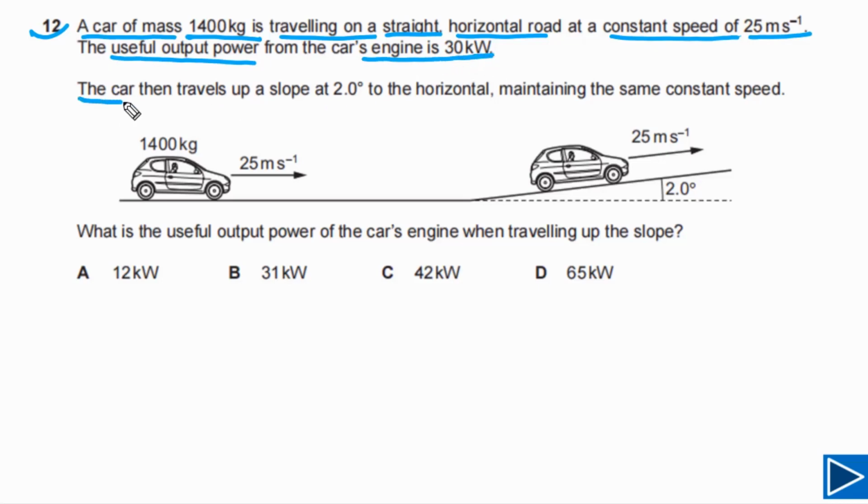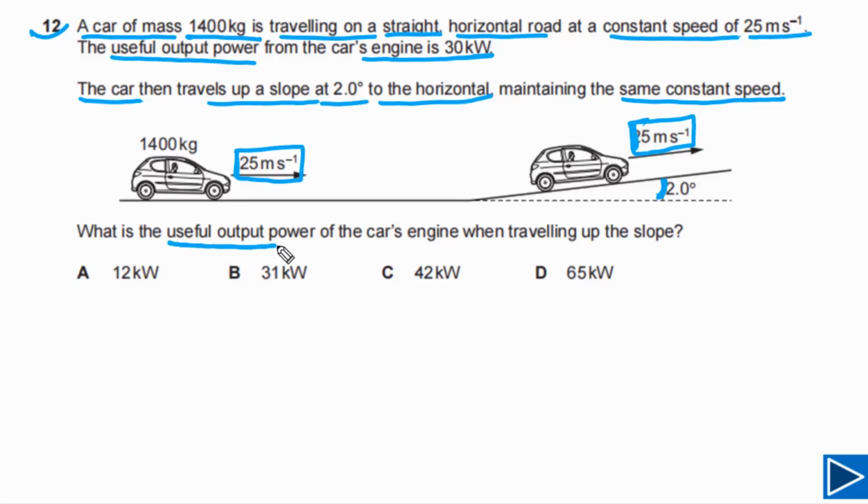It is also given to us the car then travels up a slope at 2 degrees to the horizontal, as you can see here, maintaining the same constant speed. So you can see here speed here is 25 meters per second, and speed here is also 25 meters per second, and this speed is constant. The question is asking us to calculate what is the useful output power of the car's engine when traveling up the slope. First of all, let's try to understand what is meant by useful output power.